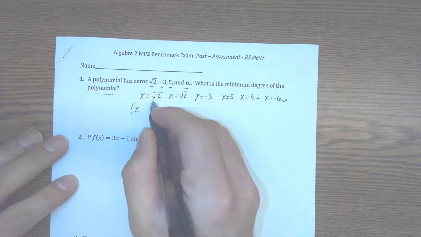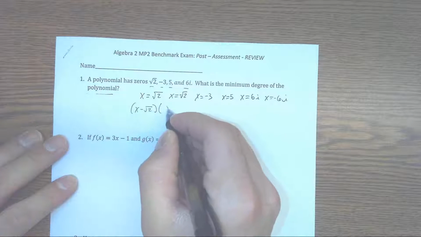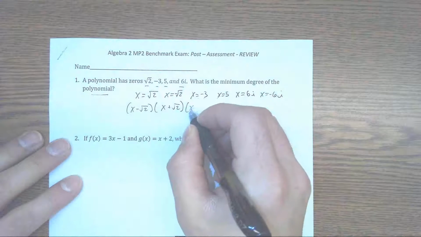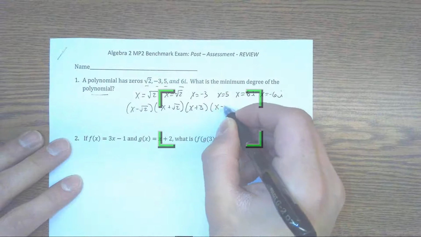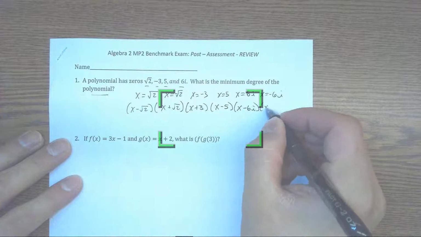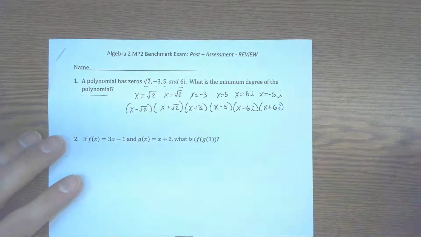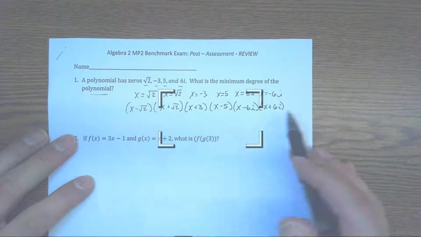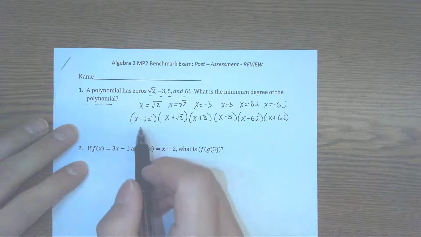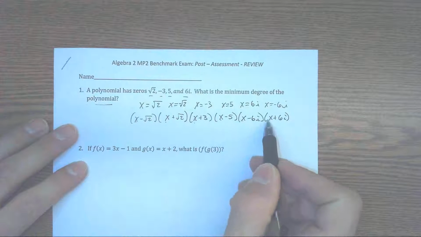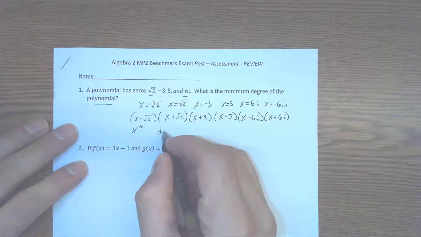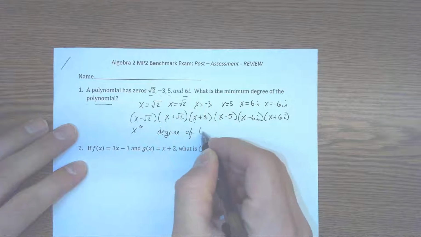So x, bring this over, minus radical 2. X, bring that over, plus radical 2. X plus 3, so it's all the opposites. It's -5, same thing happens here. What we have done in class many times, we would distribute all of this and come up with a pretty long polynomial. Here they're only asking for the degree. So x times x times x times x times x times x is x to the 6th. So what's the minimum degree? A degree of 6.